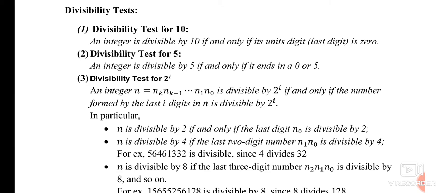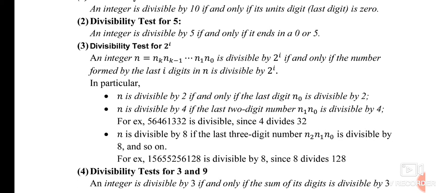Divisibility test for 2^i: an integer n equal to n_{k-1} up to n_1 n_0, where n_0, n_1, up to n_{k-1} are digits of the integer, is divisible by 2^i if and only if the number formed by the last i digits in n is divisible by 2^i. In particular, n is divisible by 2 if and only if the last digit n_0 is divisible by 2.